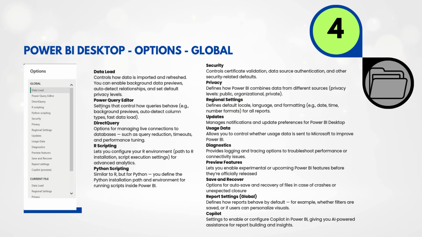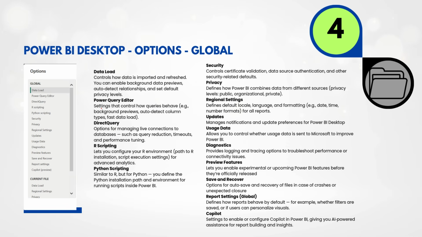We are going to explore the global settings under options. These settings define the default environment for Power BI Desktop: things like performance, privacy, language, and even the AI assistant. Configure them once and they will apply to every report you create. Let's go through them step by step.